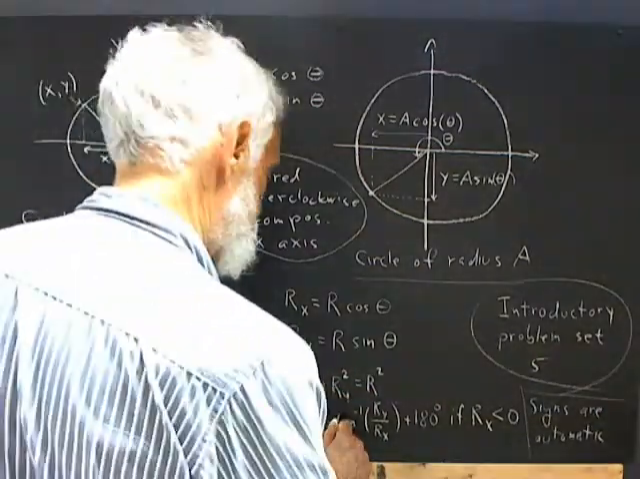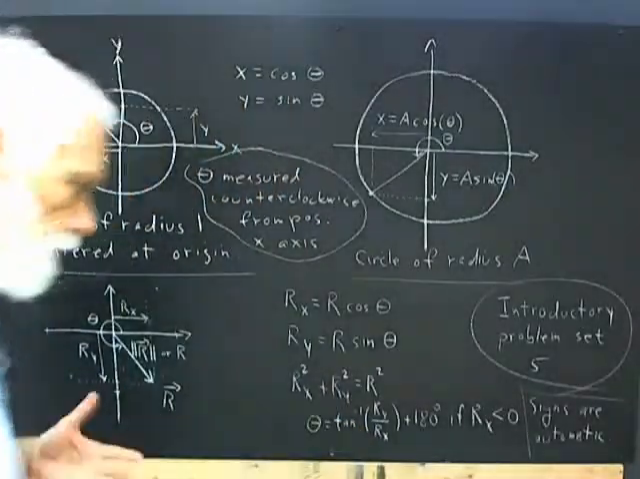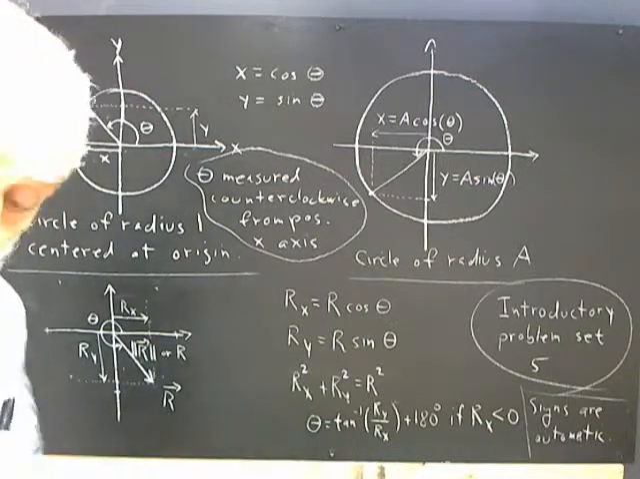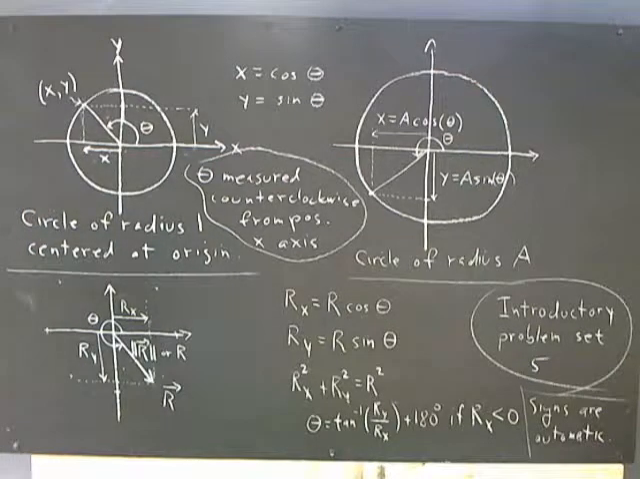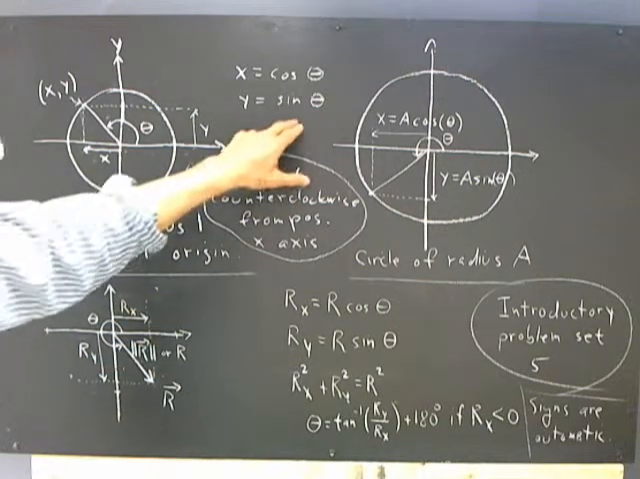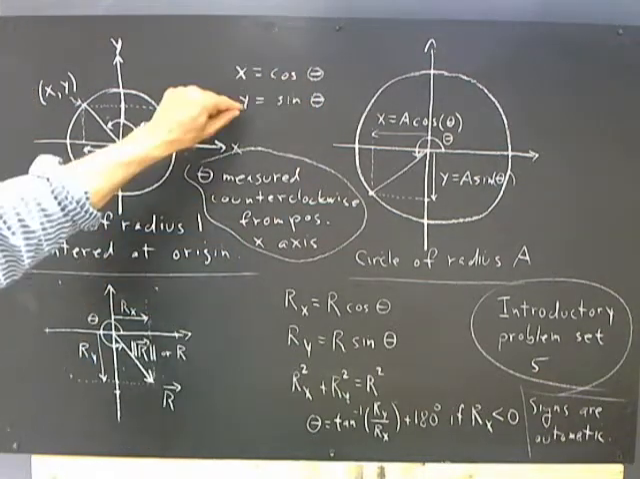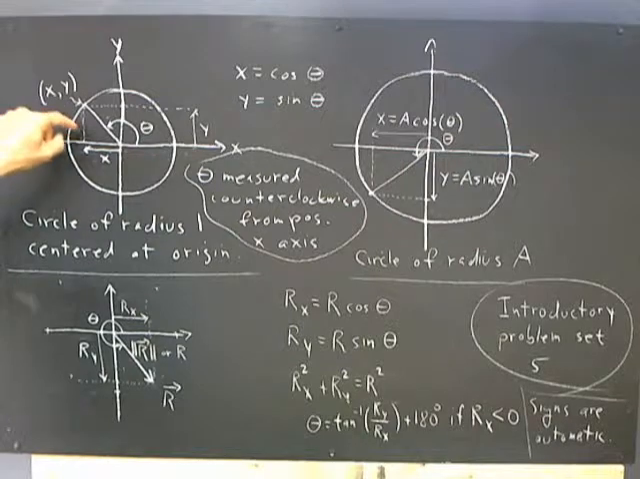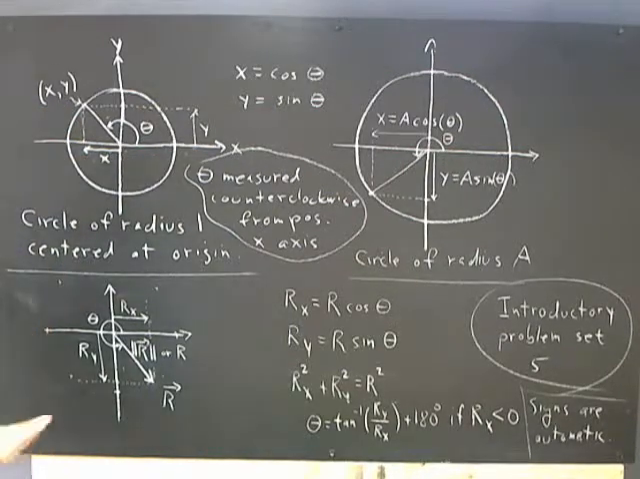Now, we haven't defined the tangent, and I'm assuming that everybody in a university physics course has had sufficient trigonometry to understand this. We didn't define the tangent up here, but the tangent is defined as the sine divided by the cosine. That would be the y divided by the x. So for any angle, if you divide the y coordinate by the x coordinate, you get the tangent.